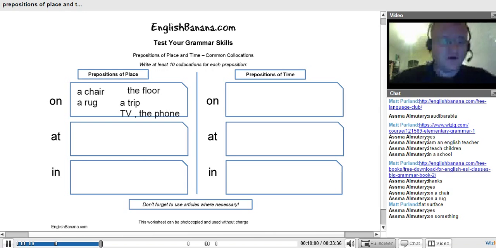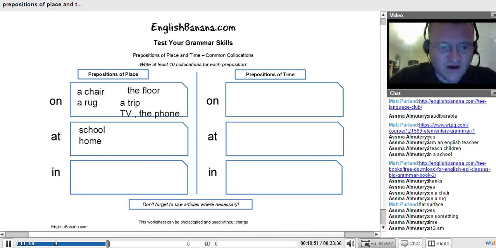What about "at"? Can you think of any collocations for preposition of place? "At." Okay. But looking at place at the moment, so preposition of place "at", maybe your friend phones you and you say, oh, where are you? I'm at school. Or I'm at home. So this tells us the location of the person.